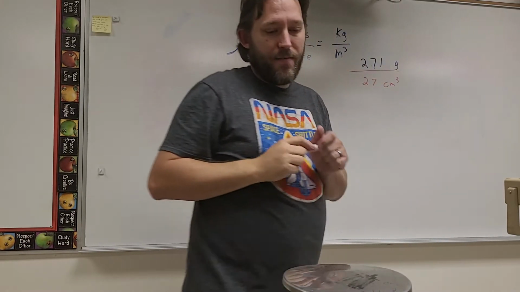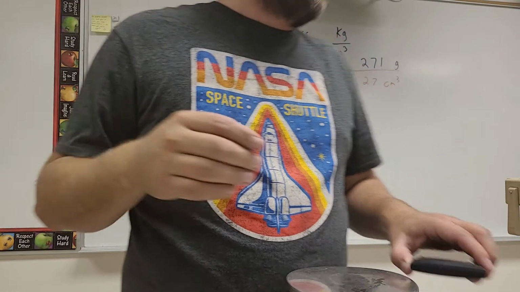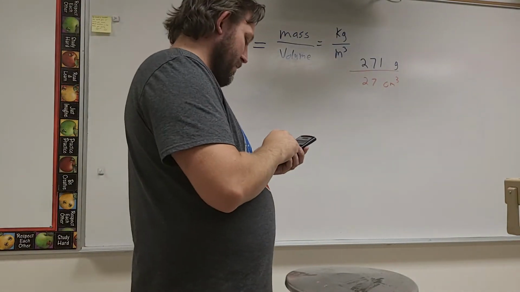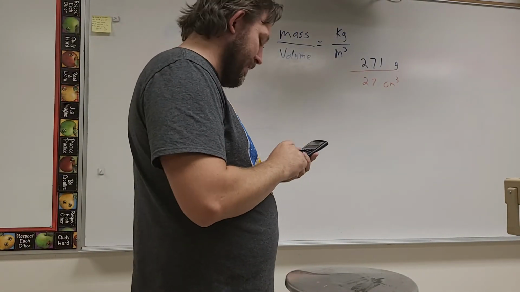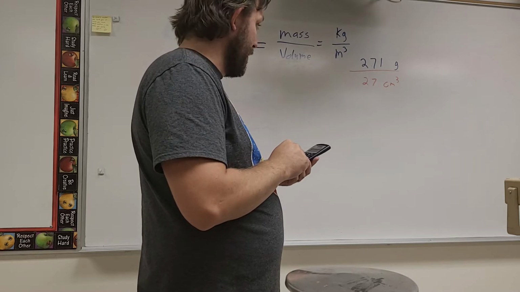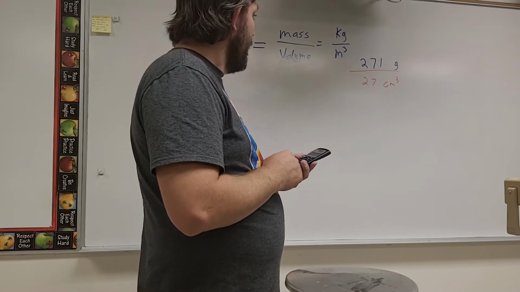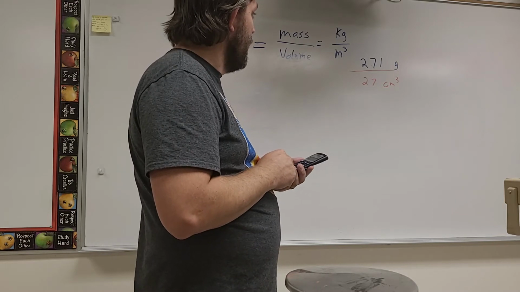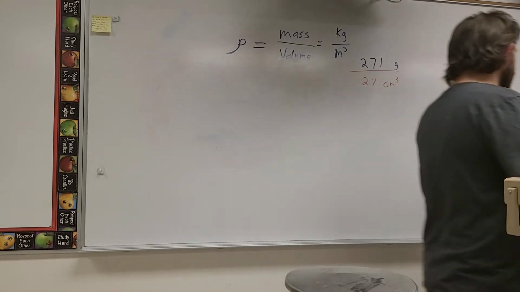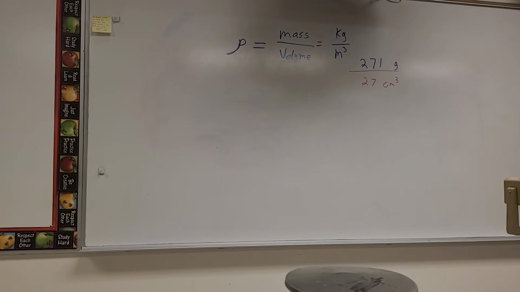Okay, I did something wrong, obviously, in my cubing on that previous number. So we're going to do it in grams and centimeters first, just to make life a little easier. 271 divided by 27 gives me about 10.037. So we are getting the same value as we got previously.